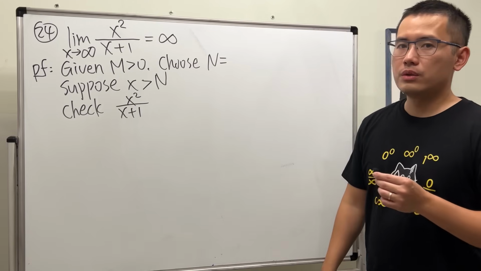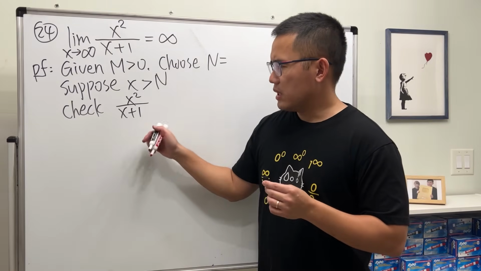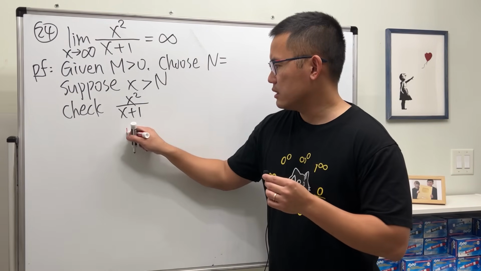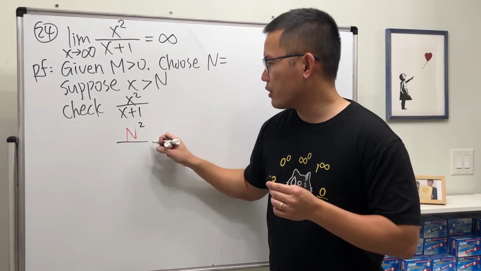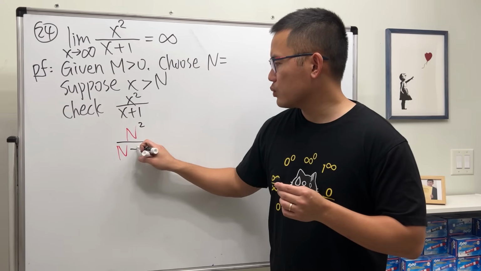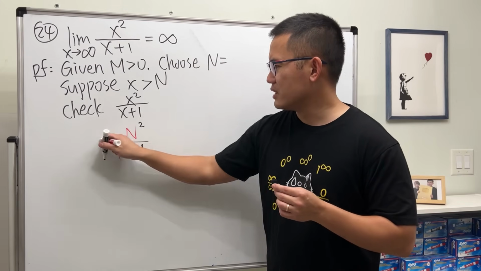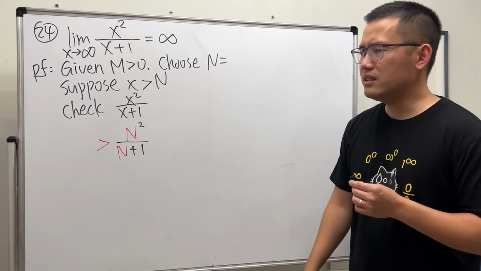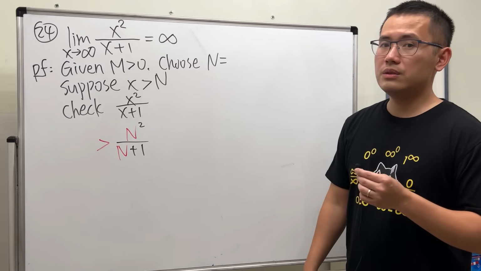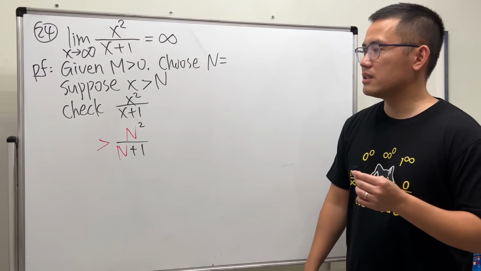So what can we do? Can we just replace all the x's with n? So n squared over n plus 1, and say this is greater than that. Is this clear? Is this true? What do you guys think?